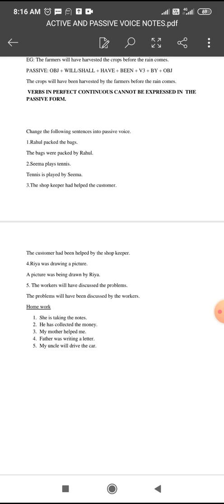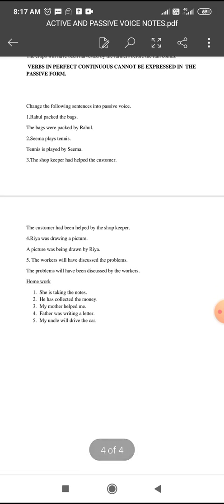Next, you can write Seema plays tennis. Tennis is the object, so we will take tennis, and Seema plays. Plays shows that it is simple present tense. And so we have to use is. Then V3 form of play is played. Tennis is played by Seema.